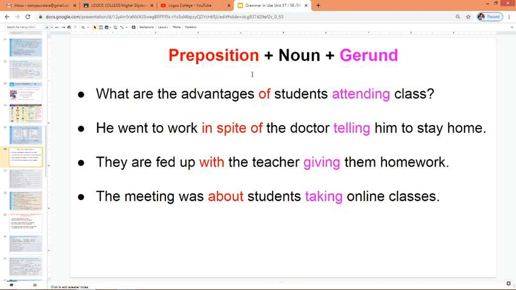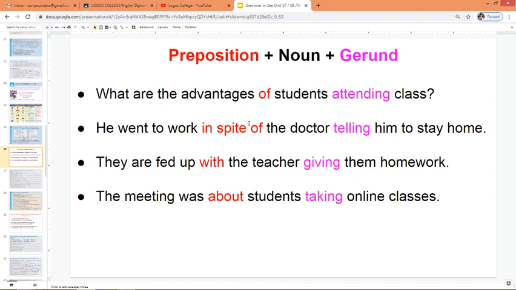Let's look at that. Preposition, noun, gerund. All right. So let's look at this structure right here. What are the advantages of students attending class? Right. Preposition, of. Your gerund, attending. Here, as I said earlier, you can put a noun in between the preposition and gerund. Right. He went to work in spite of the doctor telling him to stay home.